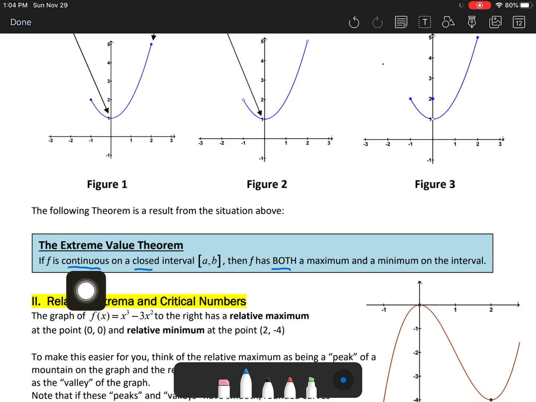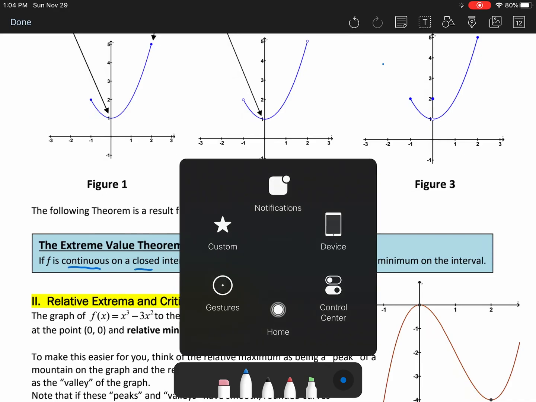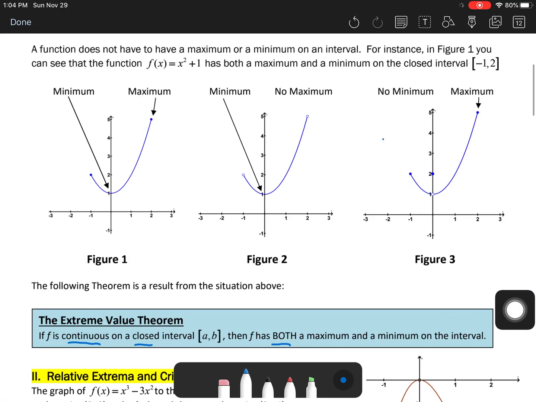First, we have to know that it's continuous. We have to state that it's a closed interval. Then we can say, yes, there's both a maximum and a minimum on that interval. So let's go back and see. We saw that was the case here. We have a continuous function, because parabolas are continuous. Any polynomial functions are continuous. So it's continuous, and we know that it's a closed interval. So we have both a minimum located at the vertex and a maximum located, in this case, at an endpoint.